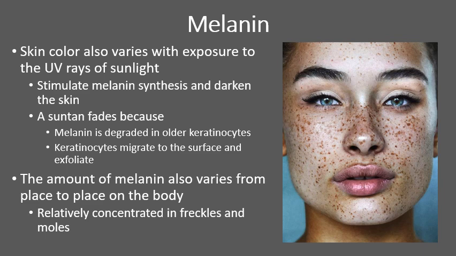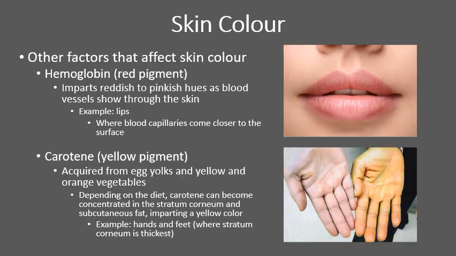The amount of melanin also varies from place to place on the body. For example, melanin is very concentrated in freckles and moles and less concentrated in the skin around it. Other factors that affect your skin color: first of all, you have hemoglobin, which provides a red pigment, and it imparts reddish to pinkish hues as the blood vessels show through the skin. An example of this is your lips, because the blood capillaries are a lot closer to the surface and are therefore more visible. We also have keratin, which provides a yellow pigment.